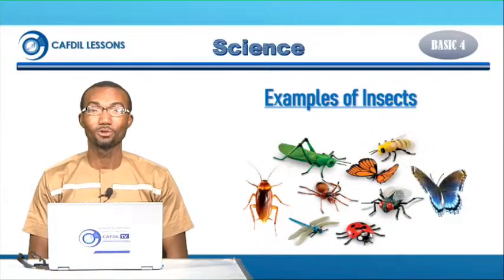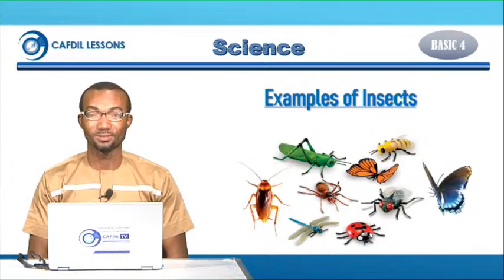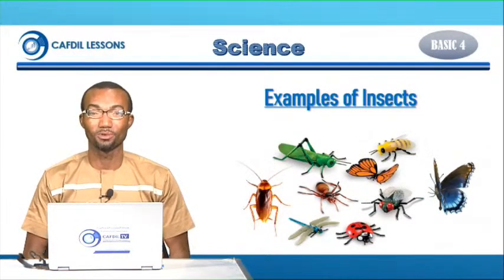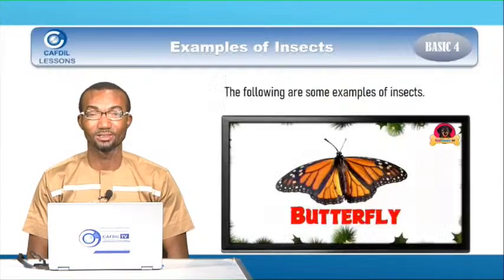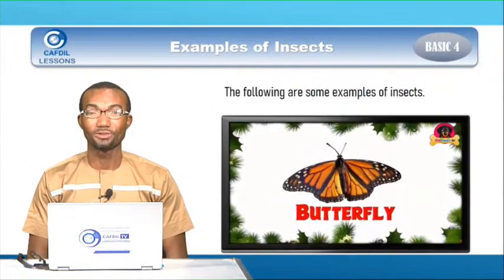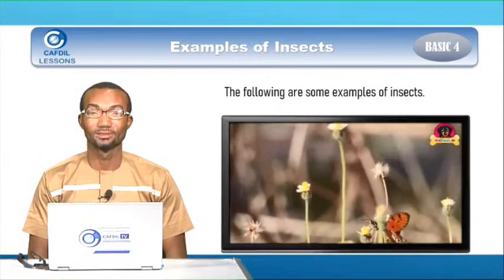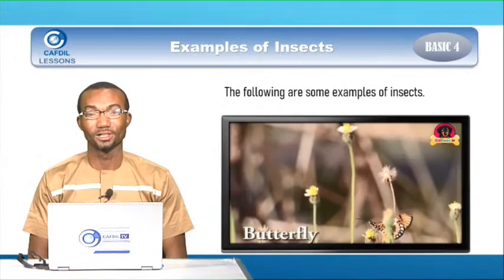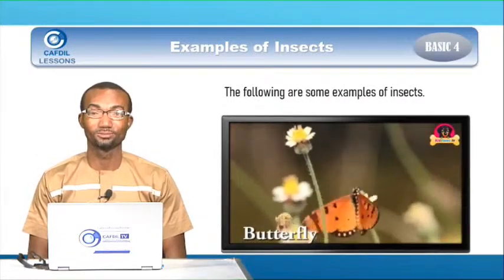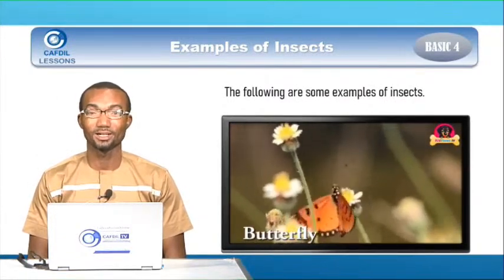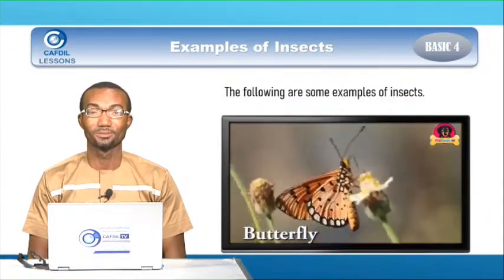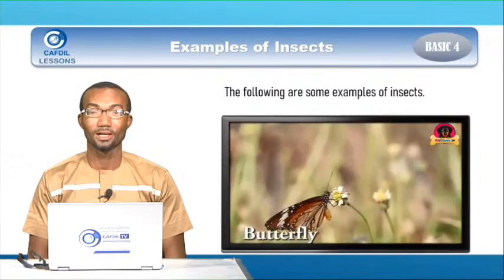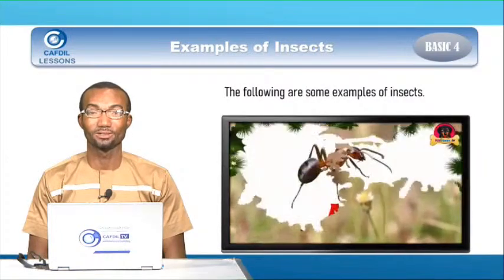Now let's go through some examples of insects. We are saying they are the smallest with 6 legs and no backbone. The first one is butterfly. Yes, you can see the butterfly on your screen. Butterflies love flowers. You always find them on flowers. So this kind of insect is called a butterfly.